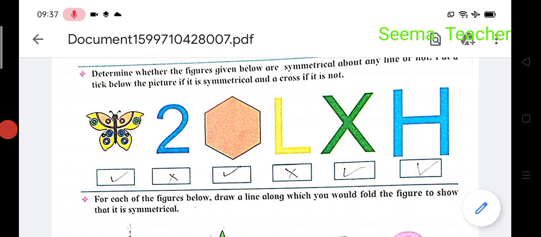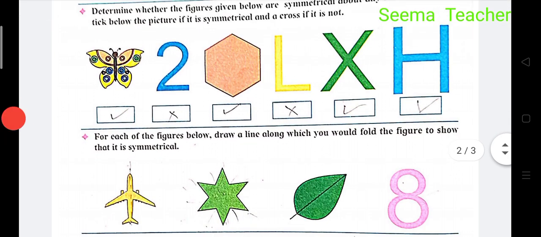So I hope you understood. Also, numbers 1 to 8, you write in your notebook and draw the symmetrical line. See which number is symmetrical and which is not.